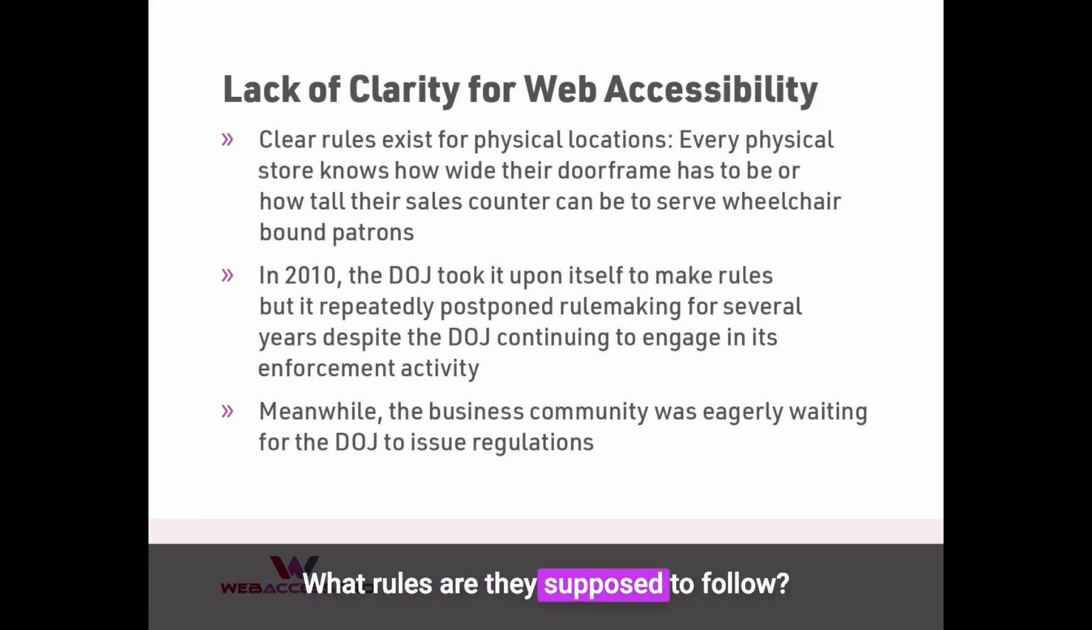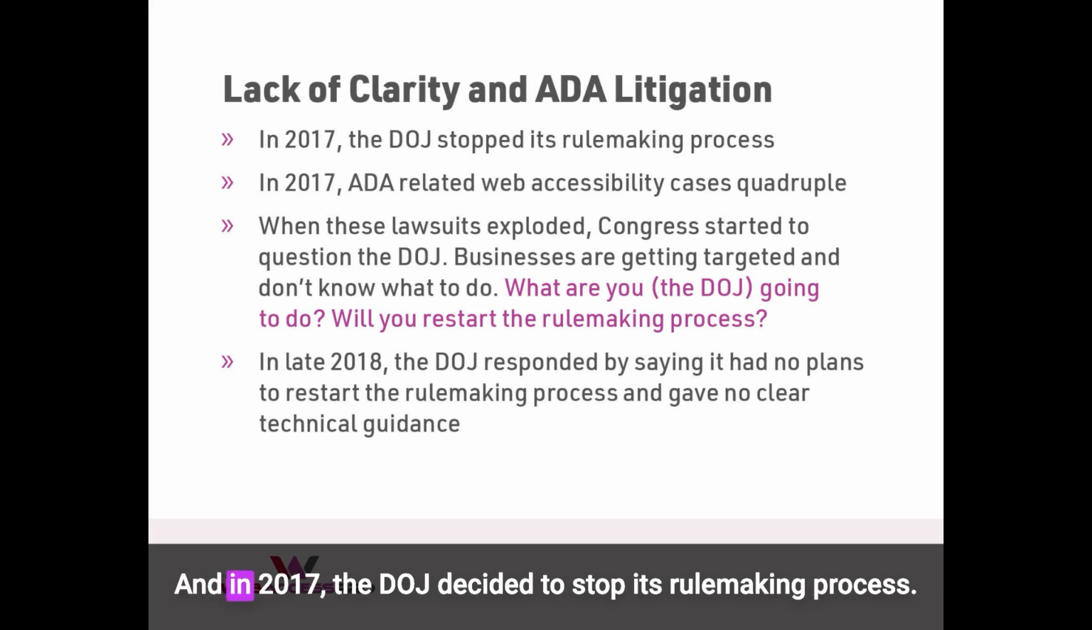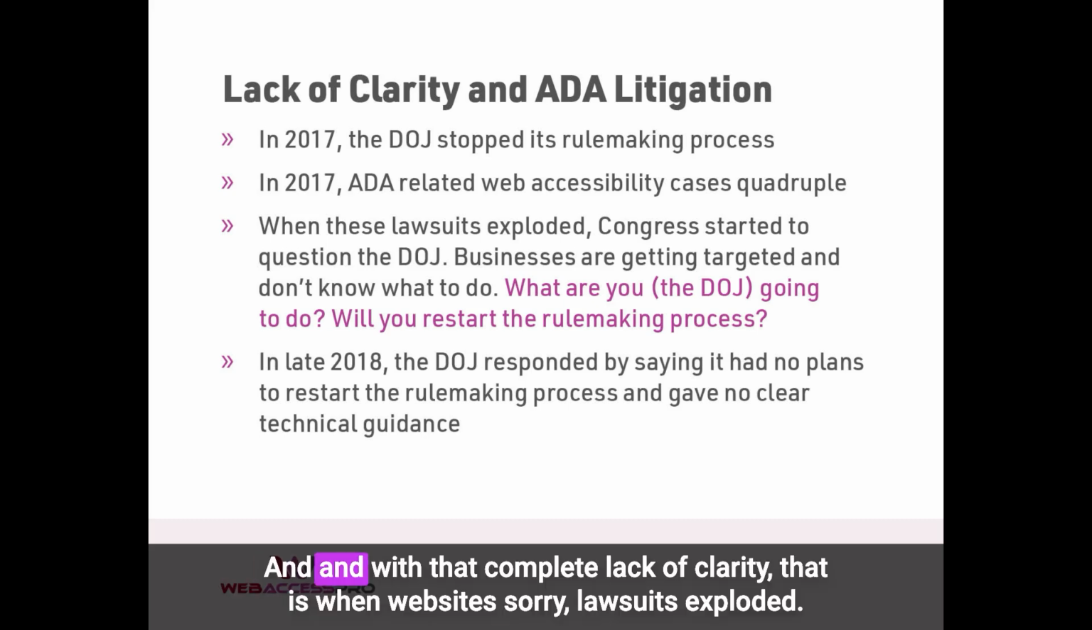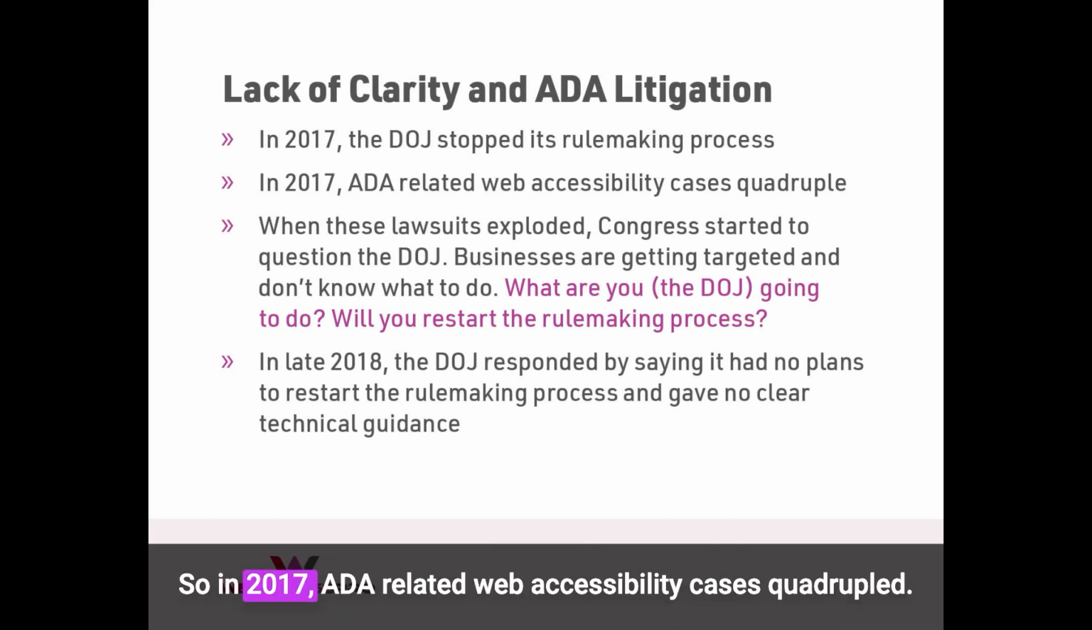What rules are they supposed to follow? And in 2017, the DOJ decided to stop its rulemaking process. And with that complete lack of clarity, that is when lawsuits exploded. So in 2017, ADA-related web accessibility cases quadrupled.